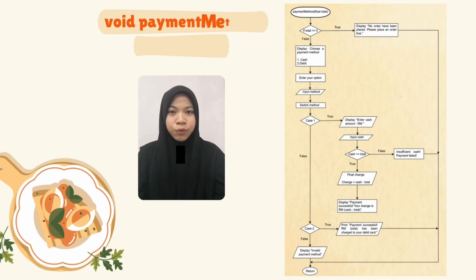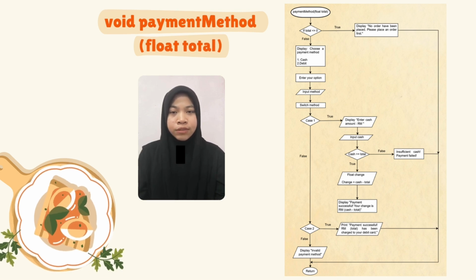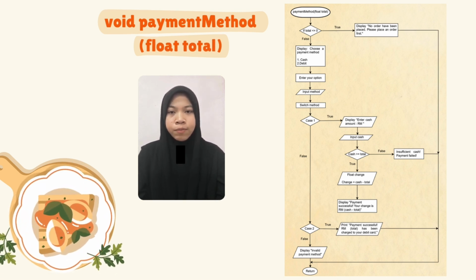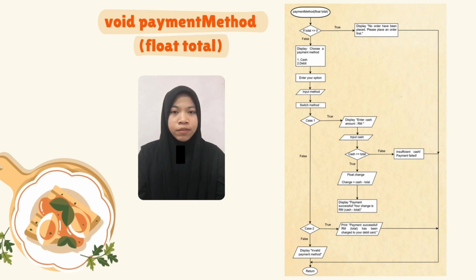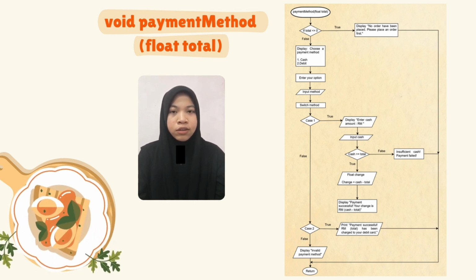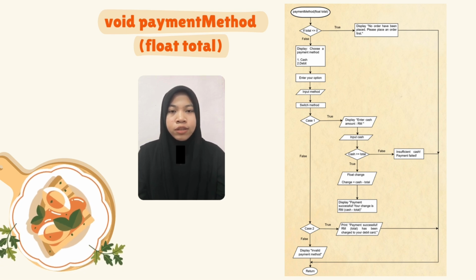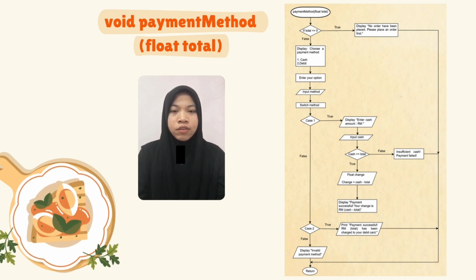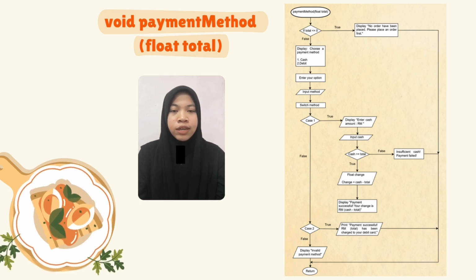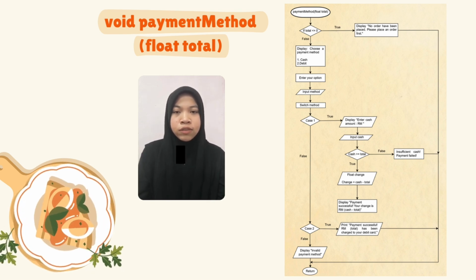Next, we will continue with the flowchart for the payment method function. If the total spending is less than 0, then the system will display no order has been placed. Please place an order first. That means the user has not placed any order yet. And if the total is greater than 0, the system will display an option of payment method. The user can choose to pay with cash or using a debit card.